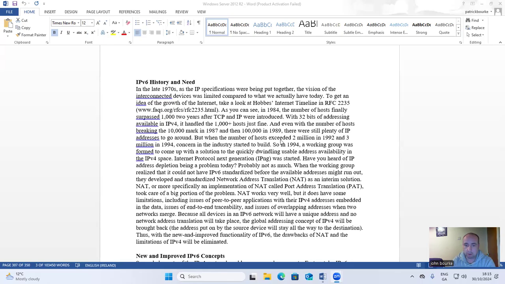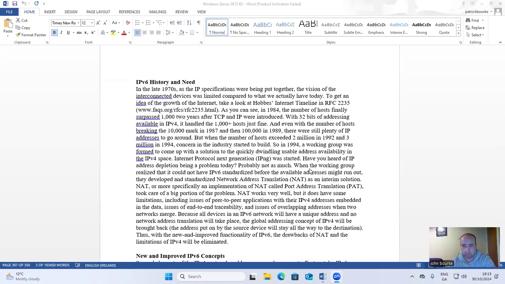But when the number of hosts exceeded 2 million in 1992 and 3 million in 1994, concern in the industry started to build. So in 1994, a working group was formed to come up with a solution to quickly dwindling usable address availability in the IPv4 space. Internet Protocol Next Generation, IPNG, was started. Have you heard of IP address depletion being a problem today?